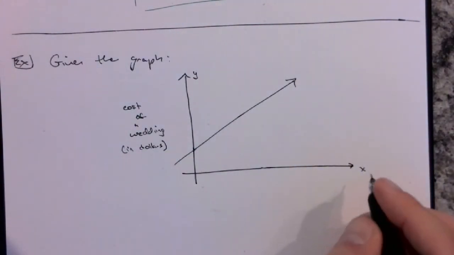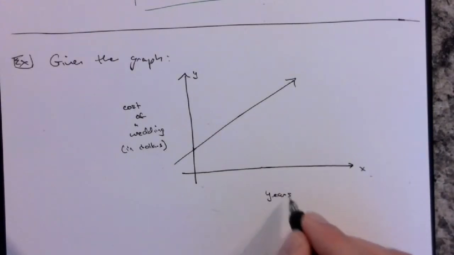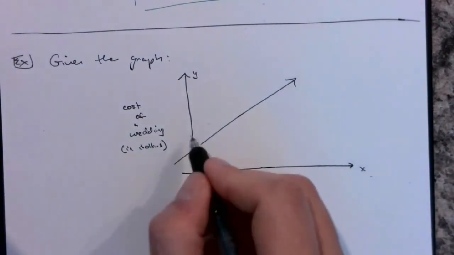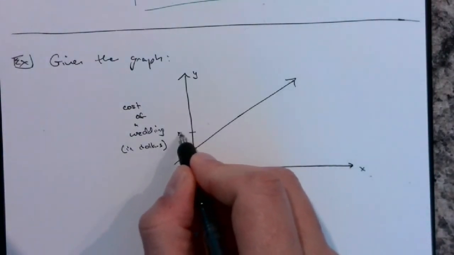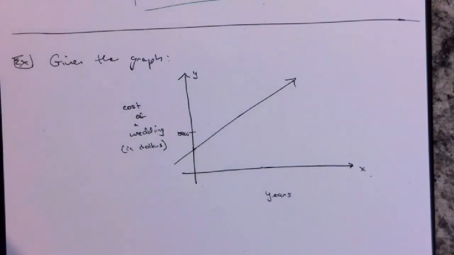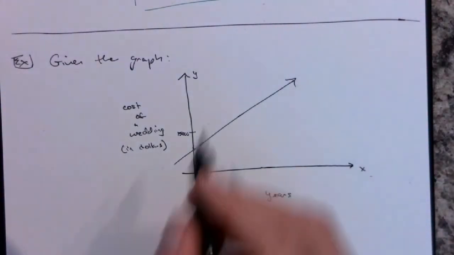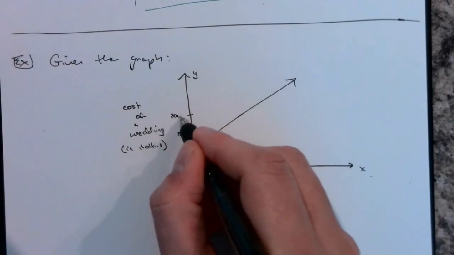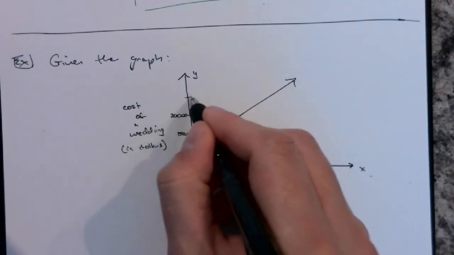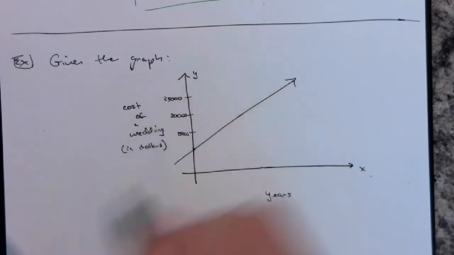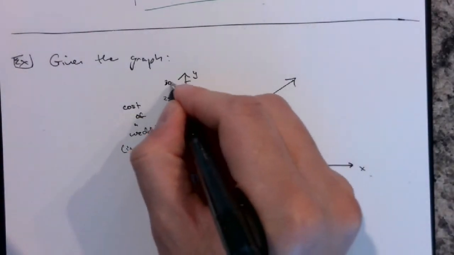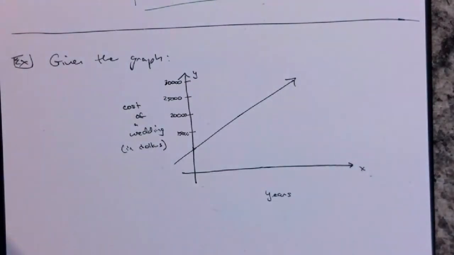And the x-axis will be in years. And I'm going to put some labels on here just so you can kind of see where things fall. So I'll say that tick mark will be 15,000. This one will be 20,000, 25,000, and 30,000. We won't use these directly, just to give us kind of a gauge.